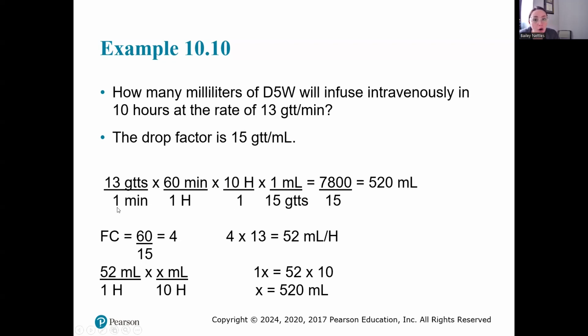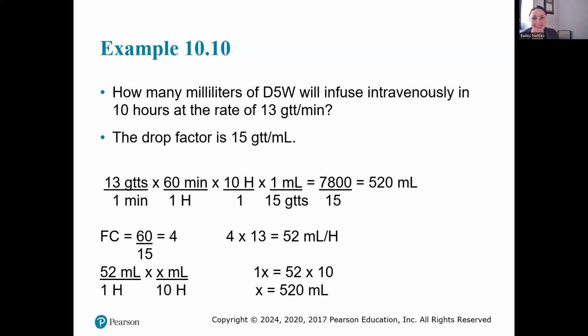So I put in all my numbers that I have and I make sure they're opposites from the conversions, and then I make sure I'm left with what I'm asked for, okay? So my drops cancel out, my minutes cancel out, my hours cancel out, and I'm left with my milliliters, which is what the question's asking for, so that's how I know I got this right, okay? If I multiply 13 times 60 times 10, I get 7,800 divided by 1 times 1 times 1 times 15 is 15. You get 520 milliliters.